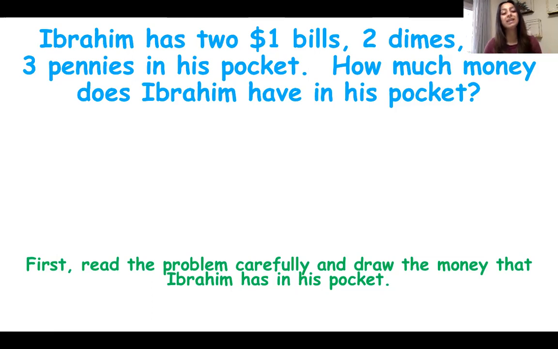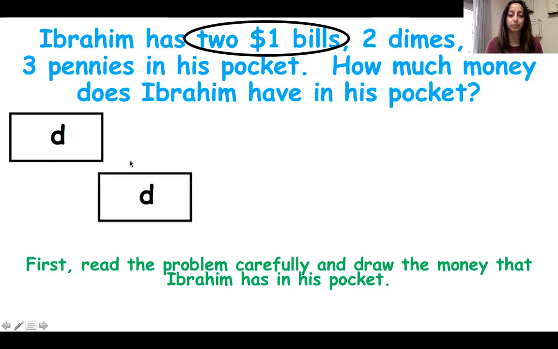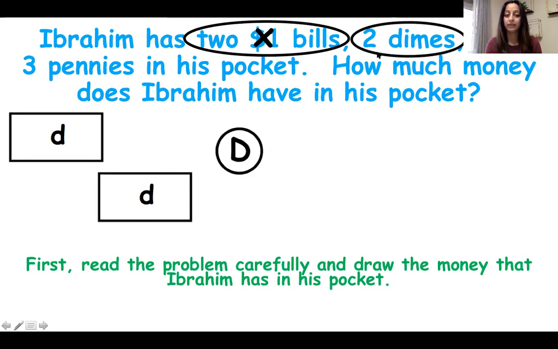All right, I read the whole thing. Now I'm going to go back, reread slowly, circle every time I find an amount of money that I need to draw, and then I'm going to draw it. So Ibrahim has 2 $1 bills. So I'm going to start with those. 1, 2. Then I'm going to cross that out so that I know that I drew my $1 bills. Then he has 2 dimes. 1, 2. I drew my 2 dimes so I can cross that out.